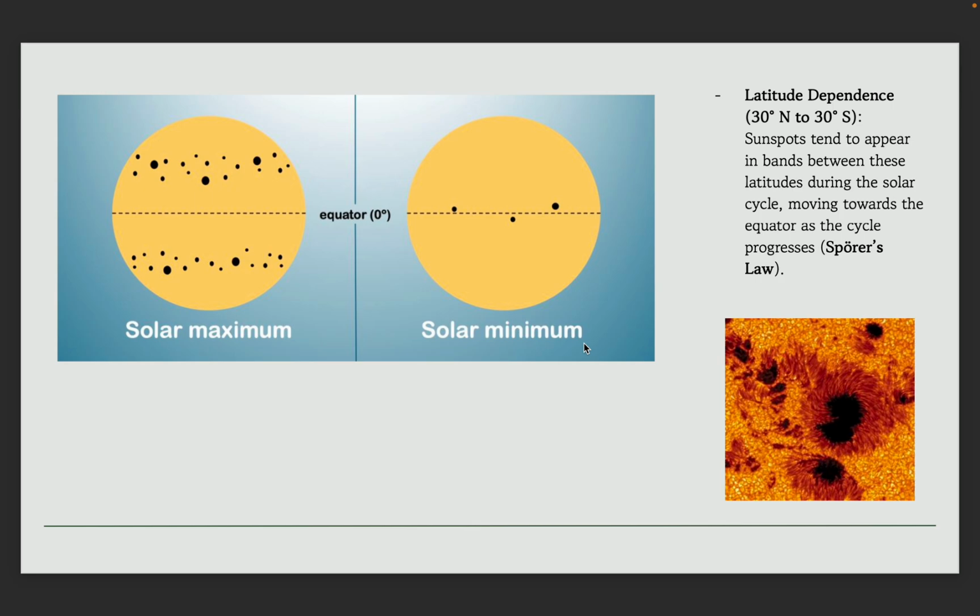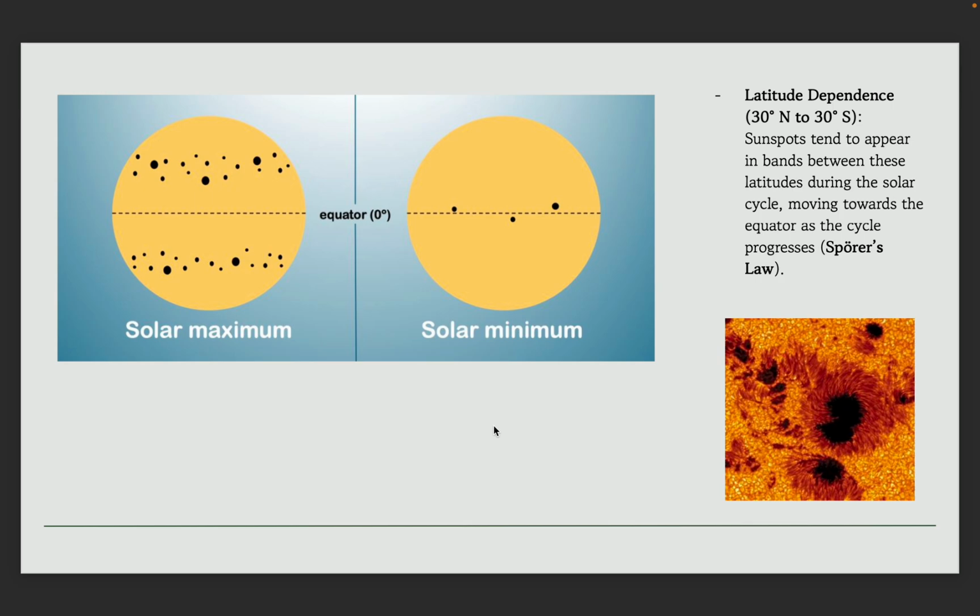Sunspot number has a strong latitude dependence. Sunspots tend to appear in the bands between 30 degrees north and 30 degrees south latitude during the solar cycle, moving towards the equator as the cycle progresses. In the solar maximum, you mainly see sunspots at about 30 degrees north to 30 degrees south, and when there is a solar minimum, the sunspot number decreases, and you mainly see the sunspots near the equator, that is the 0 degree latitude.